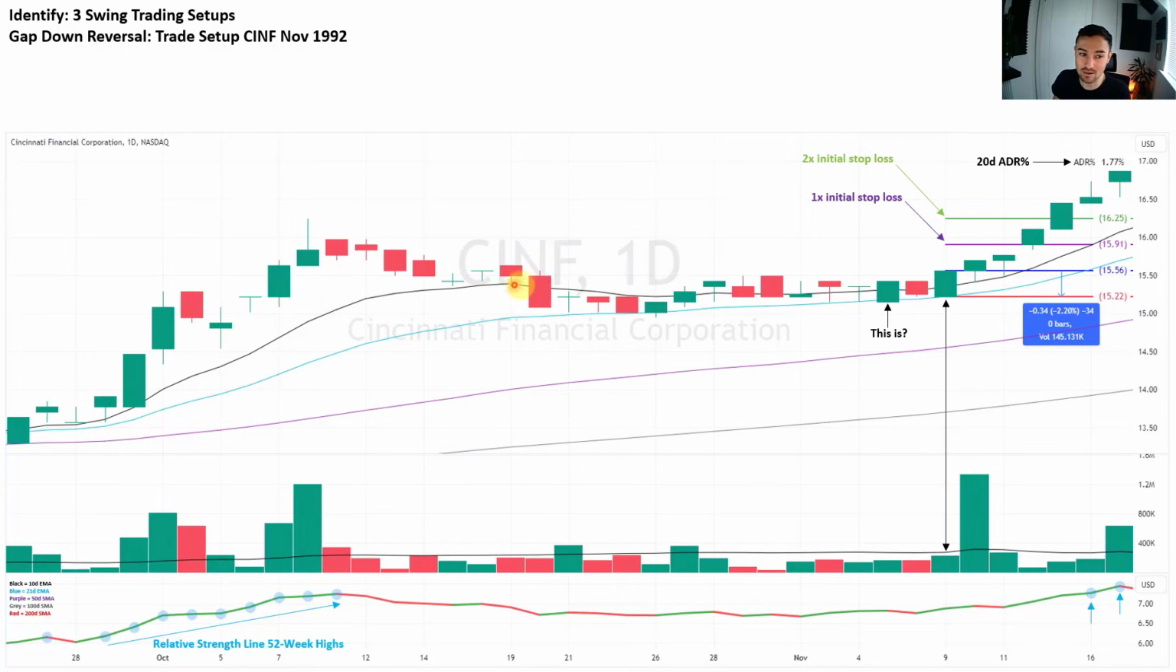The 10-day, being the black line, for the vast majority of stocks is going to be too quick, especially if the stock has a slower ADR percentage. Like anything sub 3, the 10-day EMA is probably going to be too quick for that stock. But here you get a gap down reverse bar, bullish engulfing candlestick, and then you get another bullish engulfing candlestick.